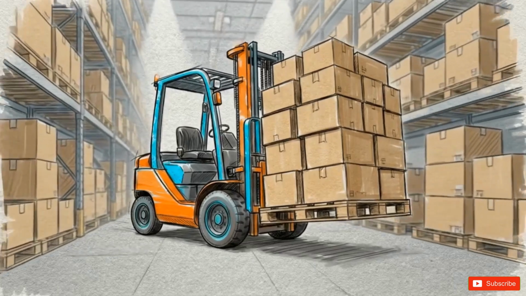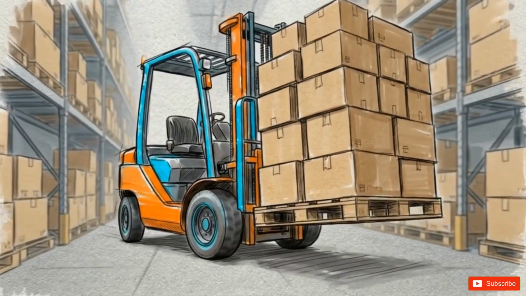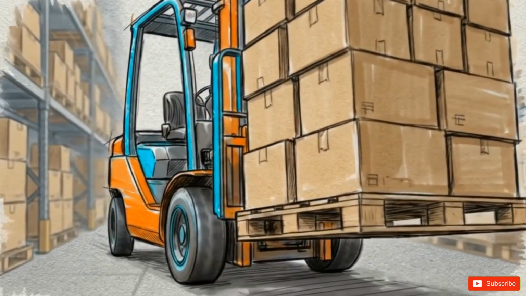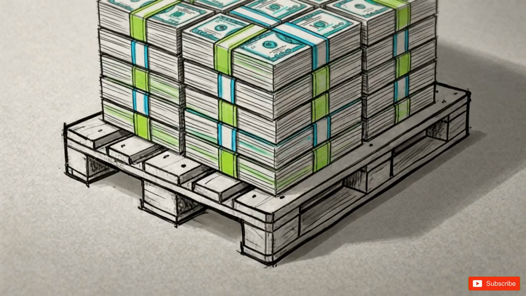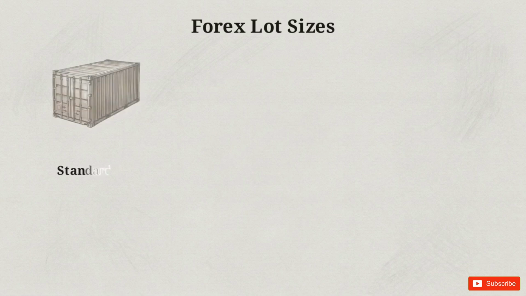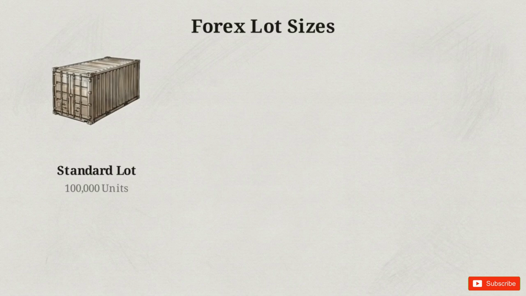To understand how these bundles work, picture a wholesale warehouse store. You don't buy paper towels one roll at a time. You buy them by the pallet or the massive box. Currency trading works the exact same way. This graphic shows the different tiers of currency bundles. At the very top is the standard lot. This is the massive cargo shipping container of the market, holding exactly 100,000 units of a specific currency.